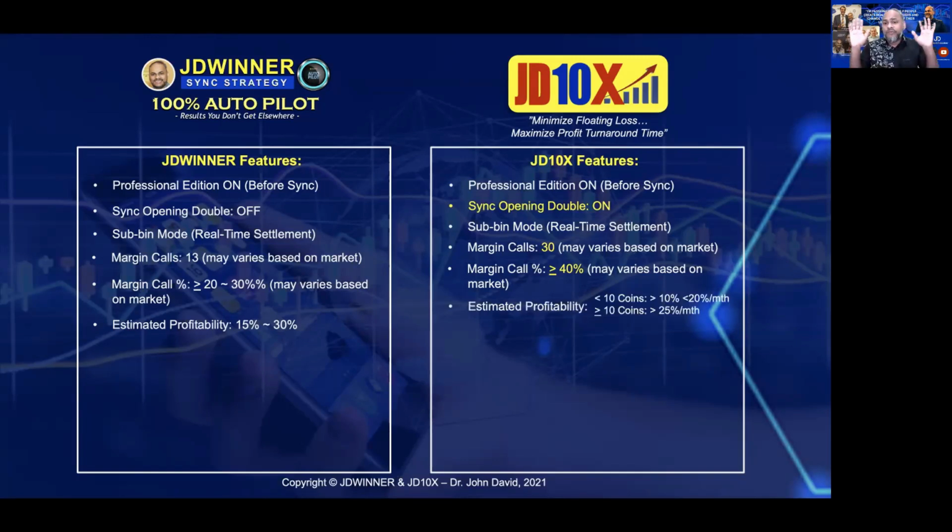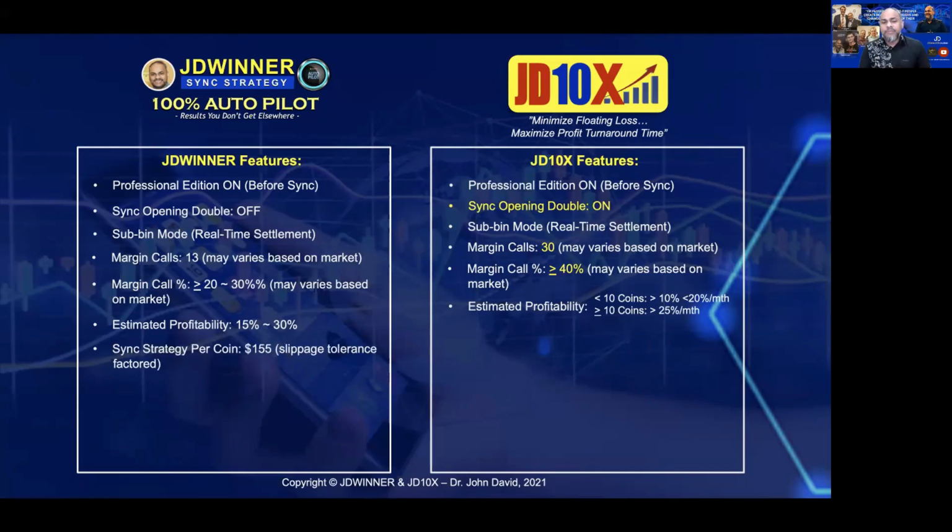Now for the JD10X, you can see we have clearly there, okay, anything below 10 coins, we are looking at about 10 to 20%. Anything above 10 coins, we are looking at above 25%. All right. So this is based on the back testing that was conducted last month. Okay. But the monthly situation can change according to the market. So please take note. That's why we put the word estimated. We never say that you will surely get it. Okay. So please take note of this information.